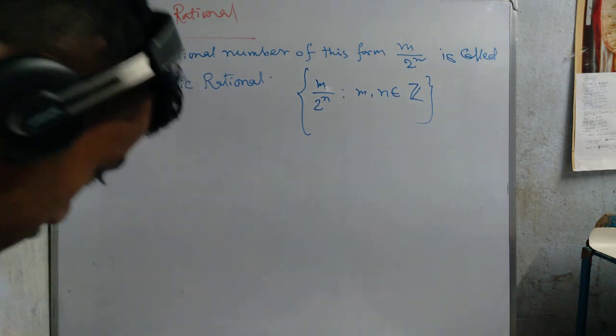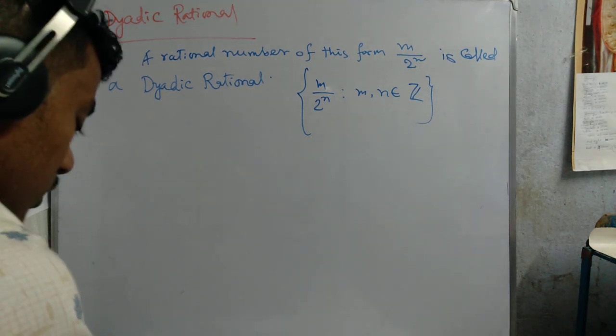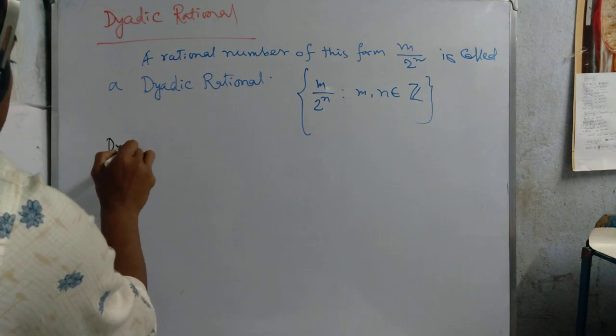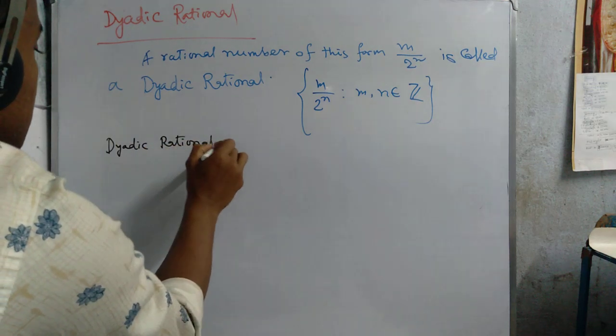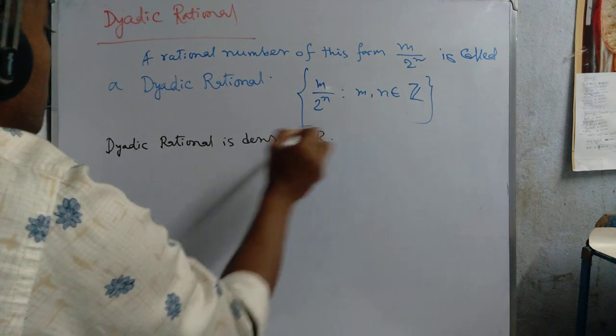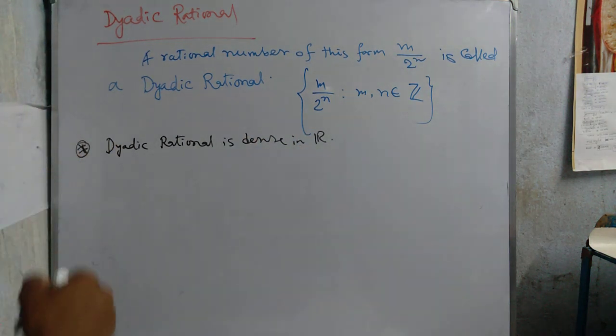Okay, if z, this one is not a problem at all. Then now we talk about this one: dyadic rationals are dense in R. I have to prove that. Okay, this is an important problem we have proved now.